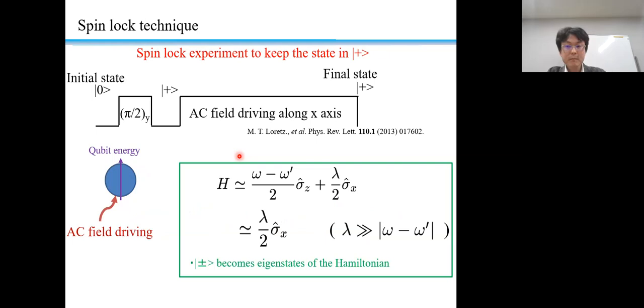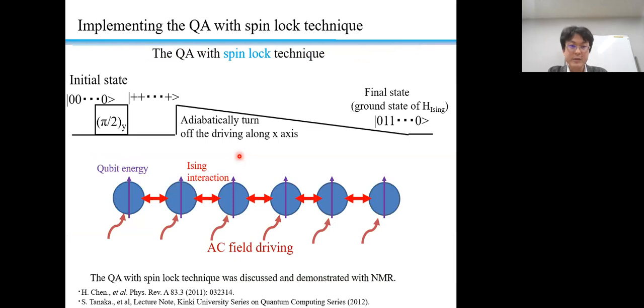So our idea is to use this spin lock technique for quantum annealing, like this. So first of all, prepare the ground state. And after that, we can perform the half pi pulse, and we can prepare the state in the plus state, like this one. So here, if we continue the driving, the state remains in the plus state.